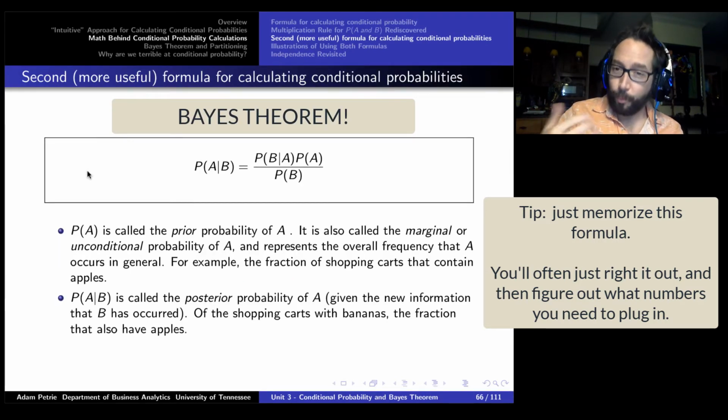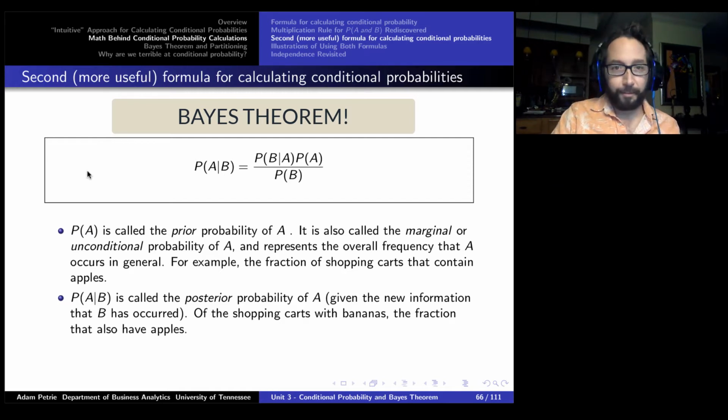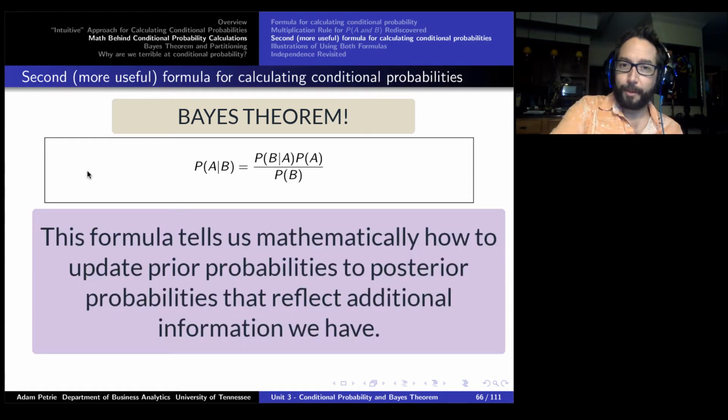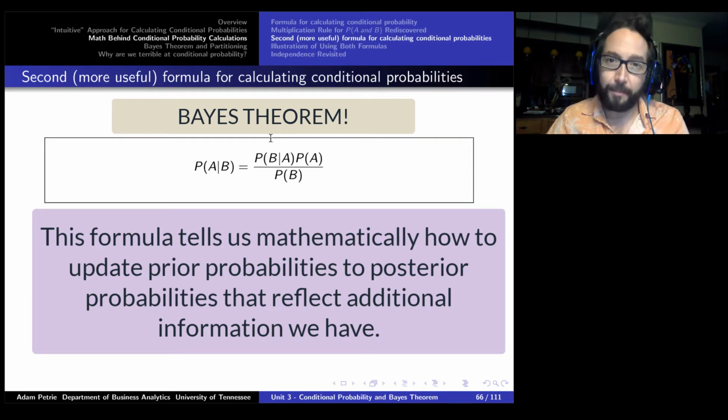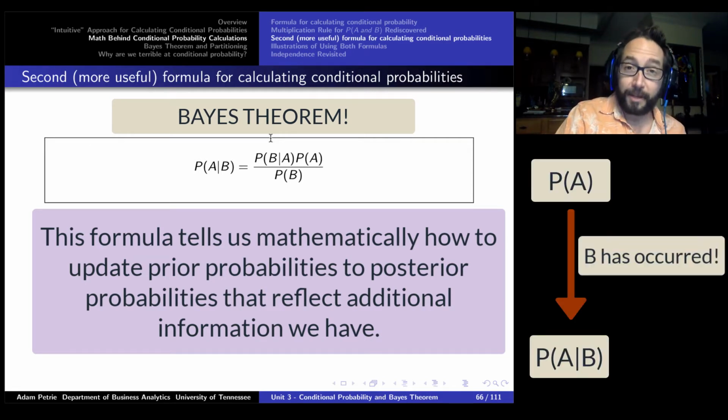Bayes' theorem is one of the most important formulas in all of probability, in all of business analytics, and it has this nice mathematical method for updating from prior probabilities to posterior probabilities. Notice if we want to know something about the probability of A occurring and we're throwing in some additional information, we know that event B has occurred, Bayes' theorem gives us a way to do that.